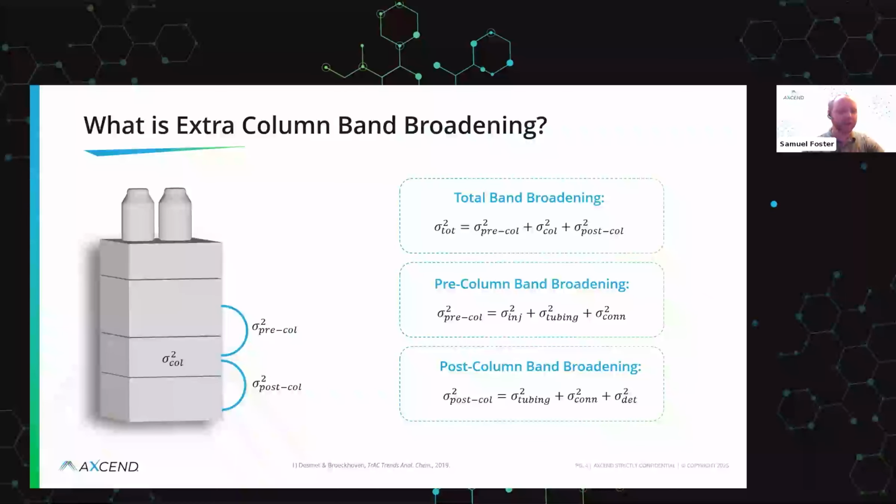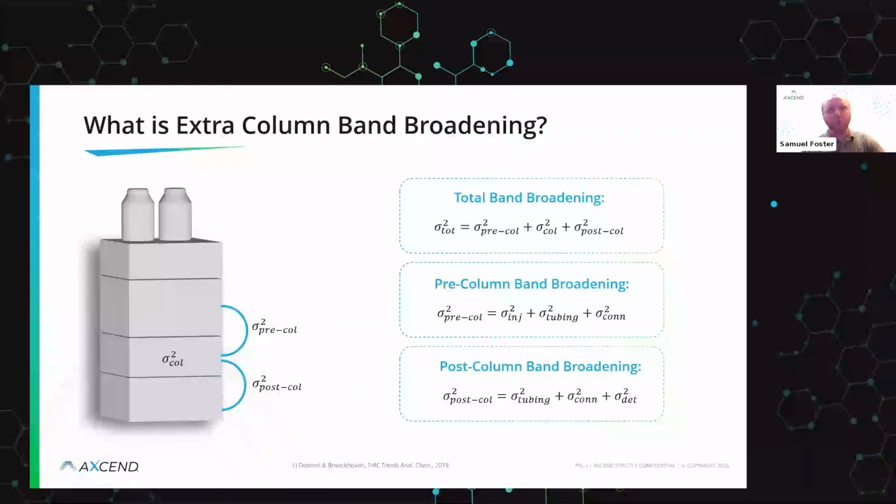Now, in terms of extra column band broadening, I think we need to start by defining what band broadening is as a whole. As soon as you inject your analyte into the system, you effectively inject a band. You can think of it as a little rectangle of your analyte that moves through the system. And as it moves through the system, it's going to slowly spread out or broaden due to a number of different factors, with diffusion and flow profiles, and as we'll get into, a number of different areas.